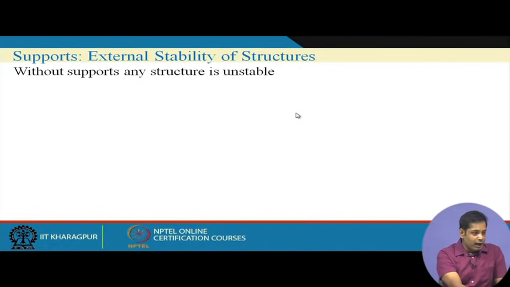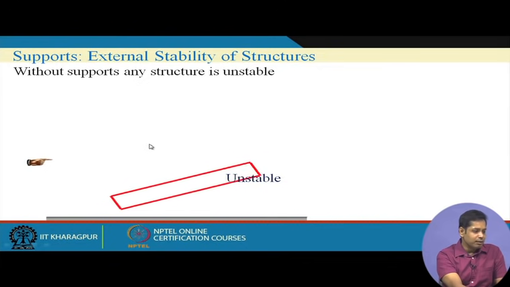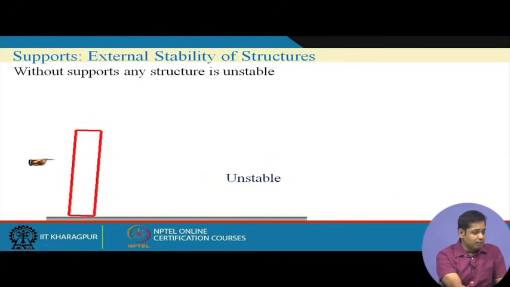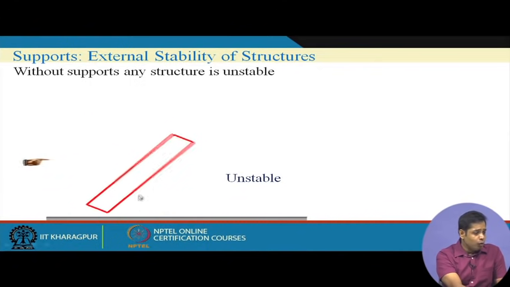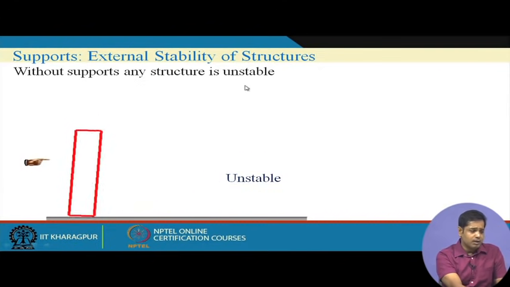Now, today, we will be talking about support, the importance of support. You see, what happens if any structure is not supported? The structure becomes unstable. For instance, you take any object which is just kept on the ground, there is no connection, no support between the object and the ground. Then, if the structure is subjected to some load, a horizontal load for instance, the structure becomes unstable, because there is nothing to hold the structure to the ground. Therefore, without support, any structure becomes unstable.